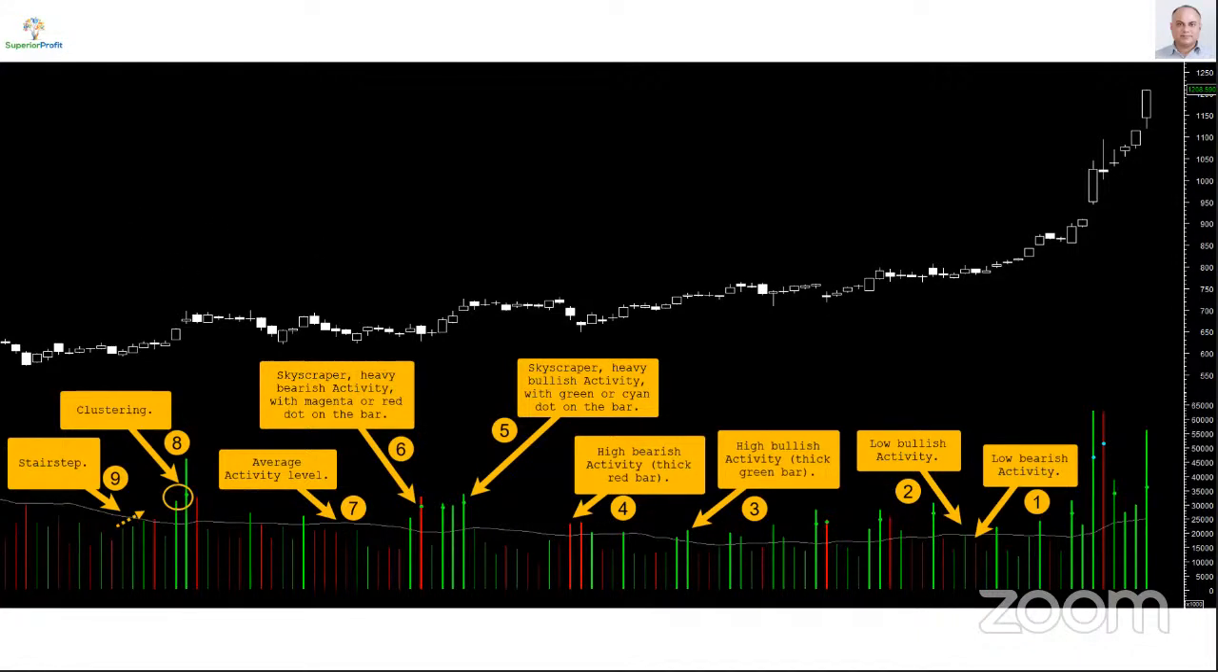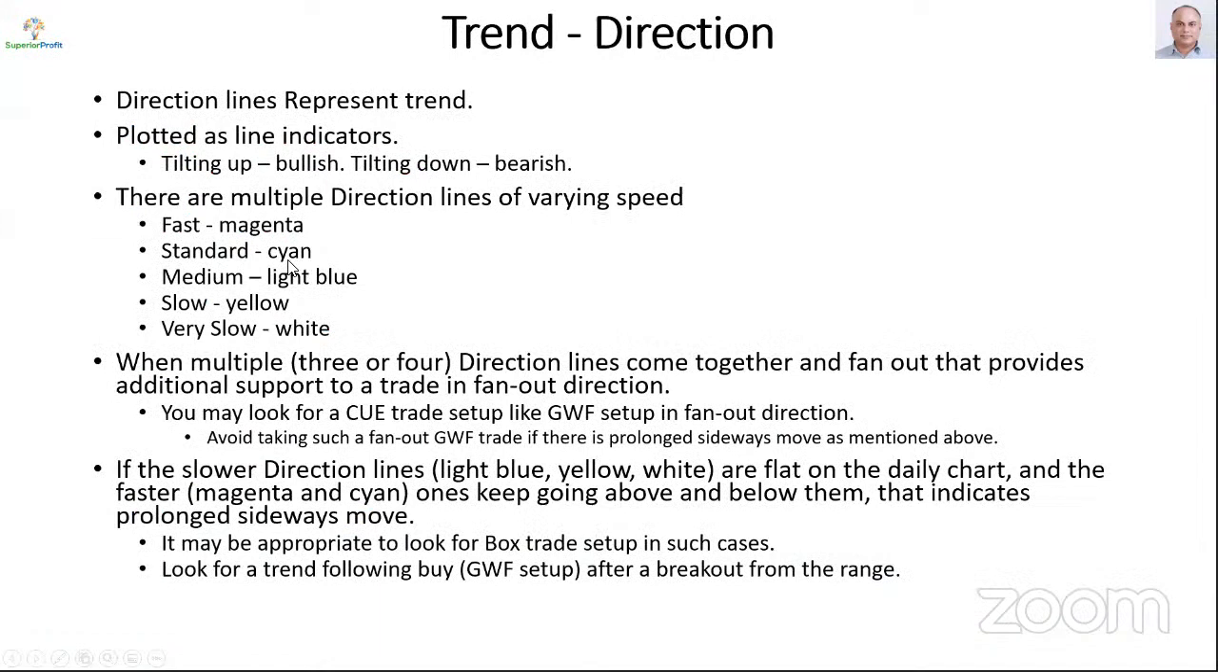That is how we read activity. So we have candles telling us about price move, activity telling us about volume move, not only bar by bar, but patterns like clustering, stair stepping, skyscraper. And then we read the chart's trend that is indicated by direction lines. Direction lines represent trend. They are plotted as line indicators, and line indicators mean they don't change color. So tilting up is bullish, tilting down is bearish direction lines.